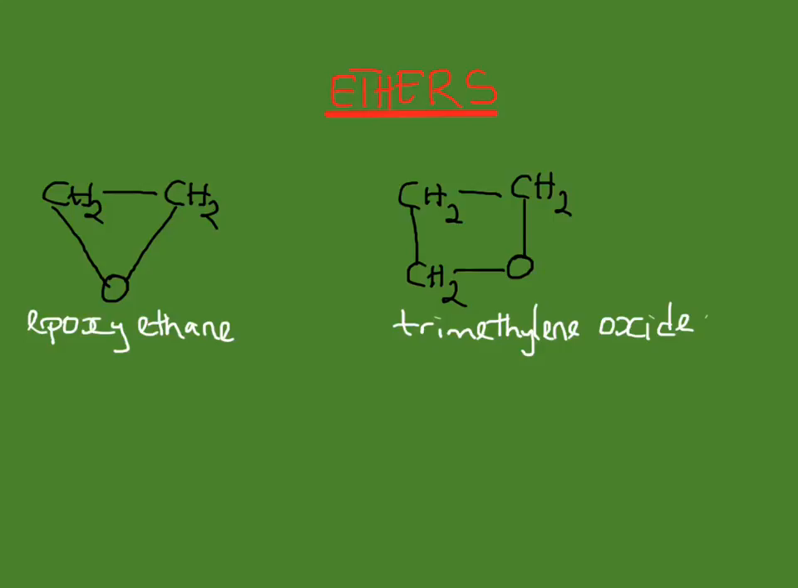Ethers are regarded as alkoxy derivatives of alkanes or aryl nucleus. An ether consists of an oxygen with two single covalent bonds, each joined to a separate alkyl or aryl group. The most important ether is ethoxyethane. This is the structure of ethoxyethane. As we go further, we'll be seeing it.